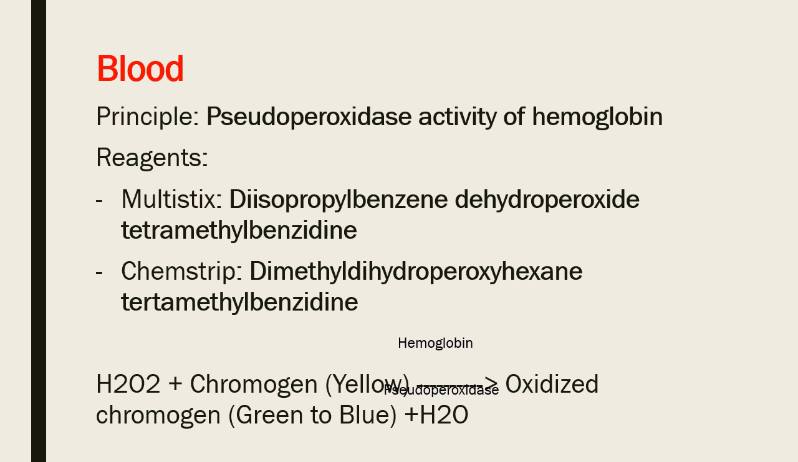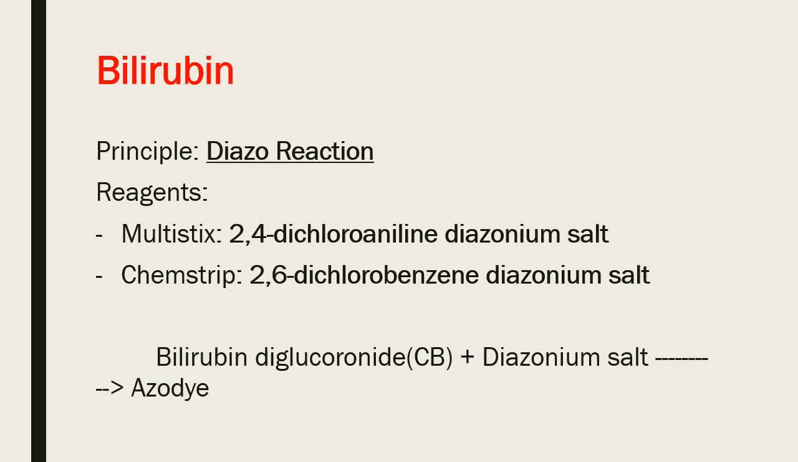When you have a spotted blue, that is for your intact RBCs. When you have a uniform blue color, that is for your hemoglobin and myoglobin. That is the pseudoperoxidase activity of hemoglobin for your blood.